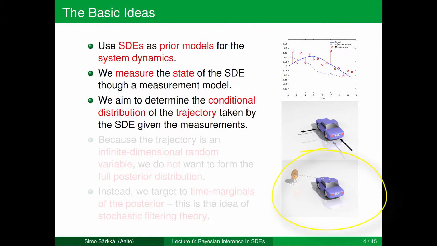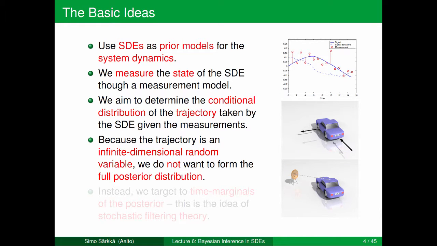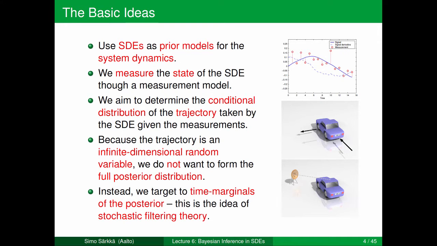We now aim to determine the conditional distribution of the trajectory of the dynamic phenomenon, for example, of the car, given the measurements. Because the trajectory is an infinite dimensional random variable, we don't want to form the full posterior distribution of the trajectory. Instead, we target the time marginals of the posterior distribution, and this is the idea of something called stochastic filtering theory, which is the topic of this lecture.